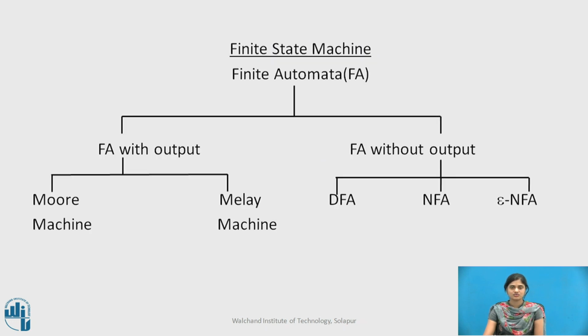So before going towards what is Moore machine, we will take an overview about the finite automata. The finite automata or the finite state machines is divided into two types: finite automata with output and finite automata without output. In the finite automata with output category, we are having the Moore machine and the Mealy machine, whereas in finite automata without output we are having DFA, that is the deterministic finite automata, NFA, that is non-deterministic finite automata, and epsilon NFA, that is non-deterministic finite automata with null or epsilon transitions.